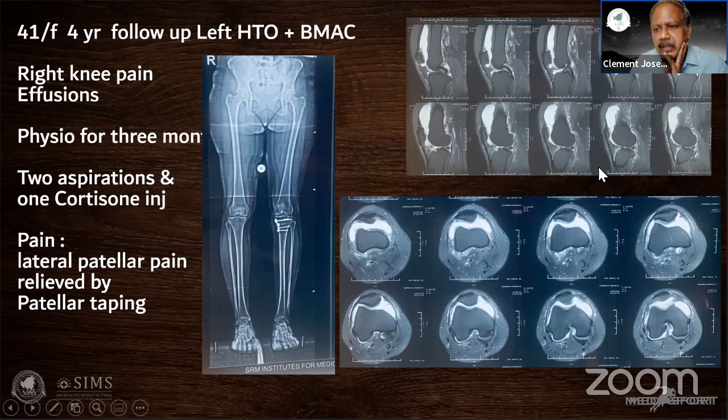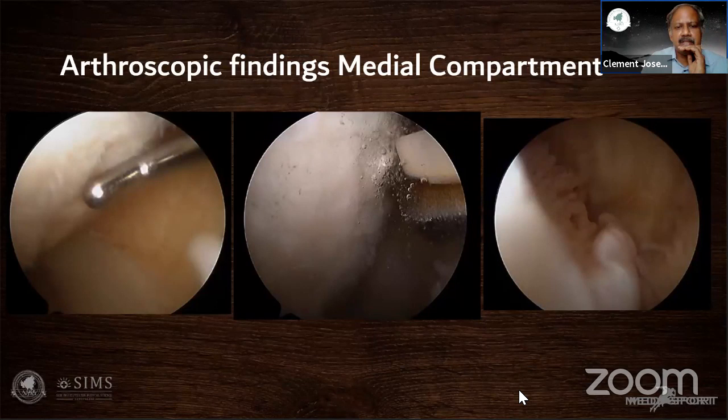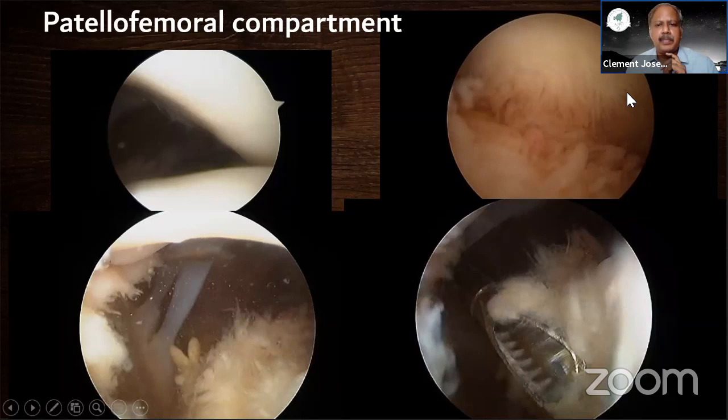We tried interventions like aspirations and taping. Taping improved the pain, so we advised her osteotomy and a concomitant procedure. She was not willing for osteotomy, so we had to do a diagnostic scopy to address the patellofemoral problem. Obviously, she had medial osteophytes and medial cartilage wear, and the patella was essentially looking normal. And you can see here a lot of peripatellar synovitis, which in its own right is a cause of pain. When you're doing a scope in an arthritic knee, the peripatellar synovitis is a cause of patellar pain. And you can see the lateral gutter is fully filled up with synovitis, which is removed with a shaver here.